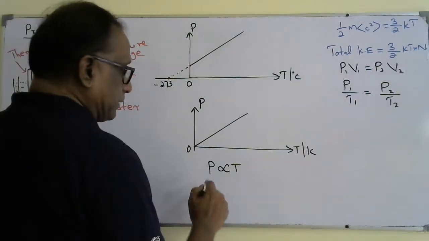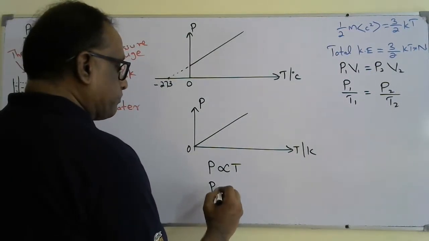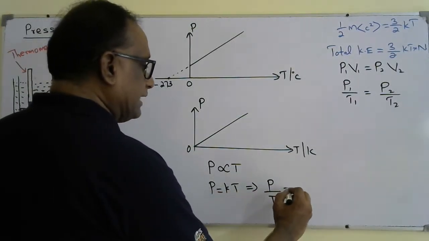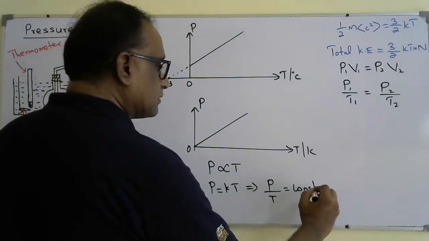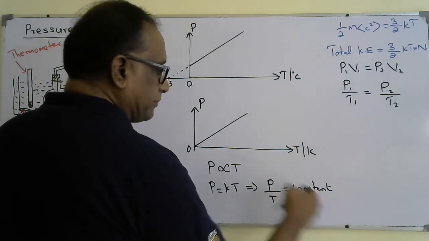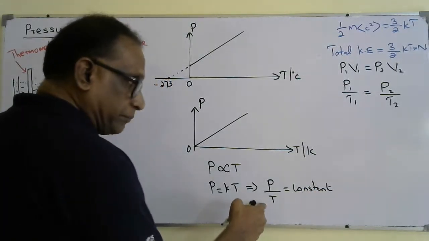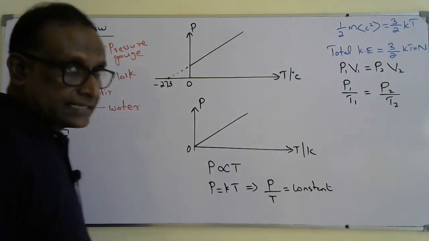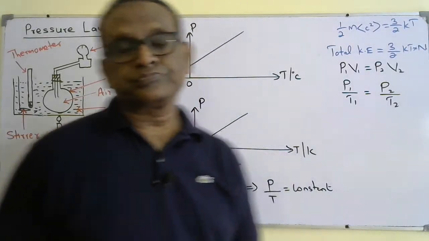Now we will get this equation. Pressure is directly proportional to temperature. Pressure is equal to constant times T. So from that, pressure over T is equal to constant. That means for different pressures and temperatures, the ratio for a given mass of gas will remain constant. That is the pressure law.